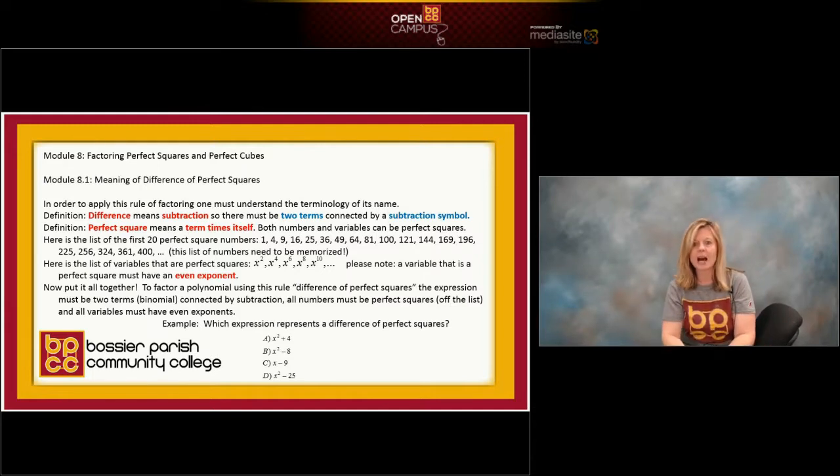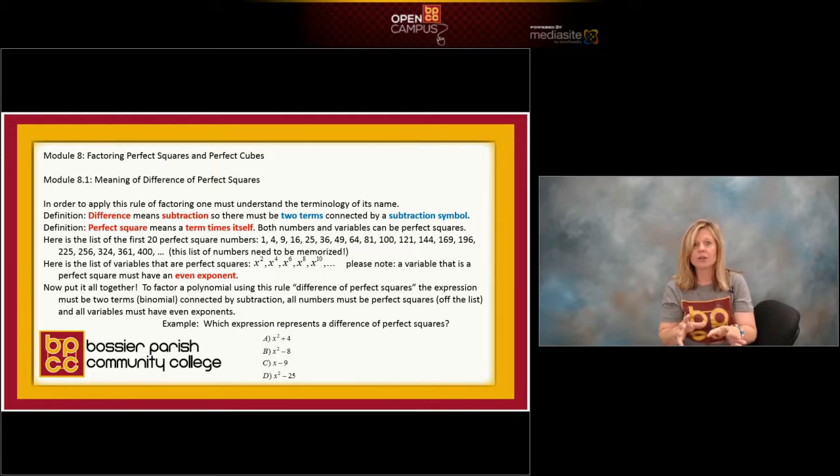So look at your last option. Is the expression x squared minus 25 a difference of perfect squares? Does it have a difference sign? Yes, it has subtraction. Are your terms perfect squares? Is x squared a perfect square? Yes, it has an even exponent. Is 25 a perfect square? Yes, it's on the list. 25 is 5 times 5. So that last expression, x squared minus 25, fits our vocabulary. So that's the expression I'm going to teach you how to factor.